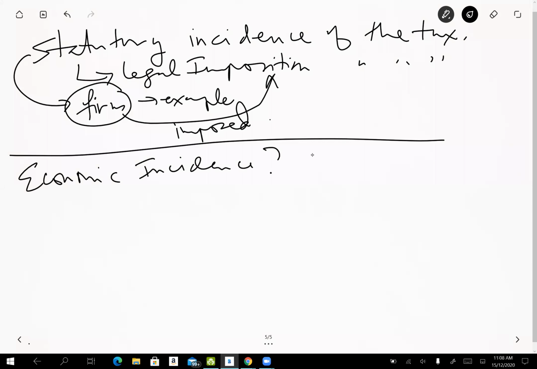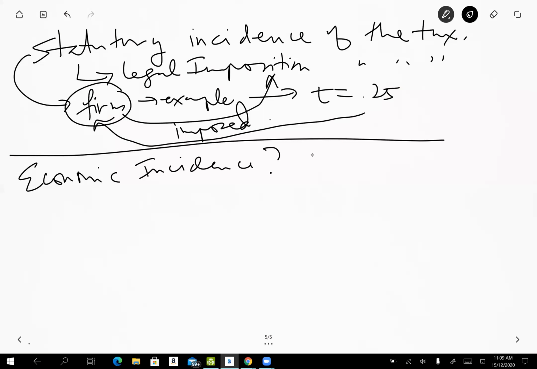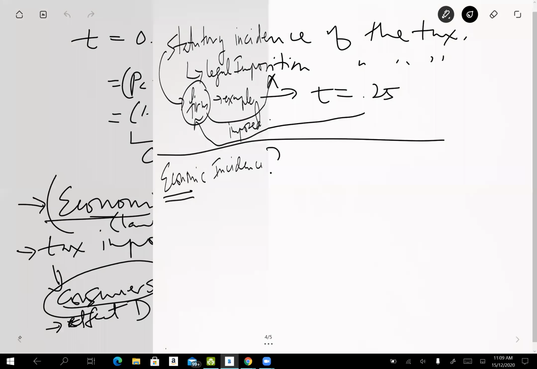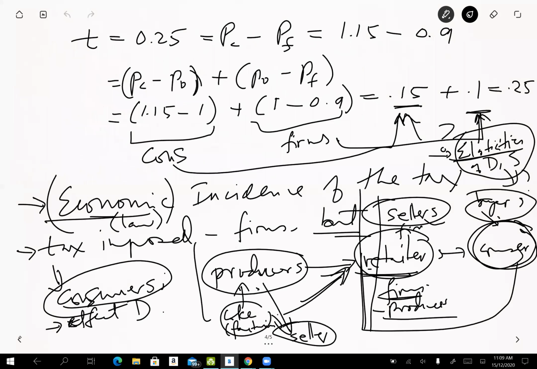So the example that you have here, T is equal to how many cents earlier? 25 cents. That is imposed on the firms legally. Okay, the supply function will shift. So now, what is the economic incidence? Is it the same as the legal incidence, or what? Okay, think. Economic incidence is the incidence that happens in the market, after the exchange has been done.